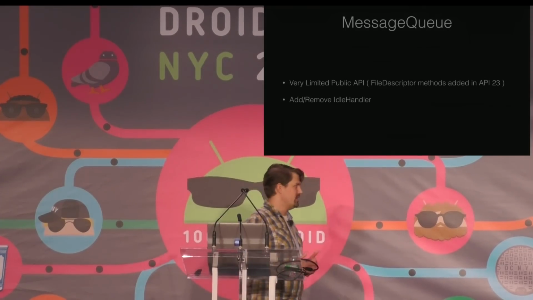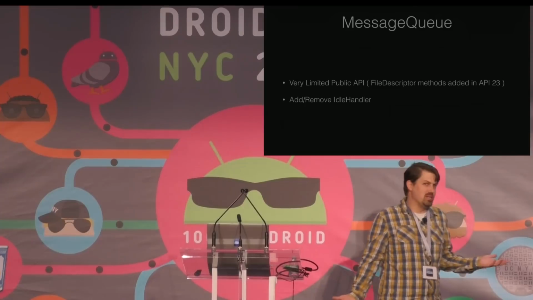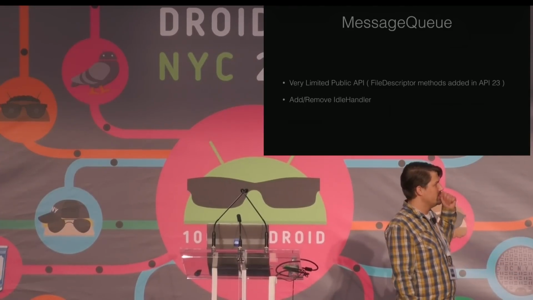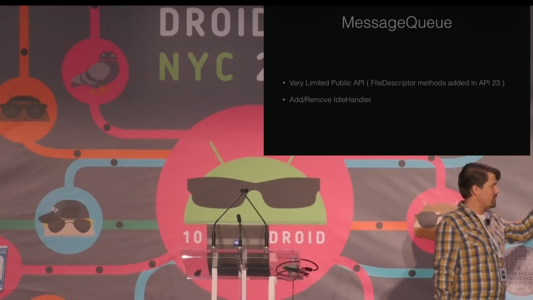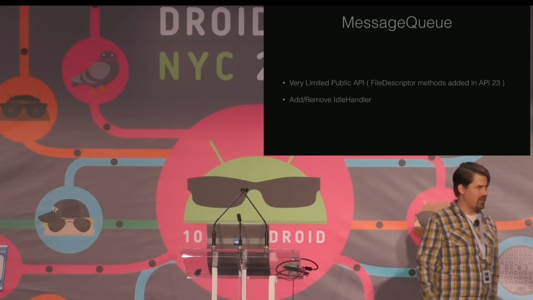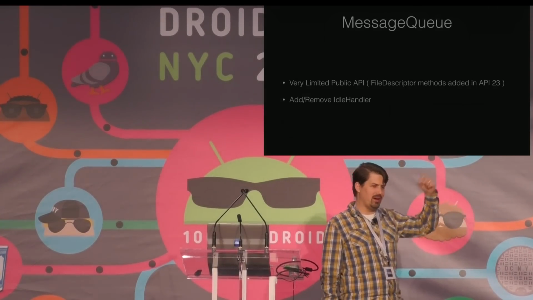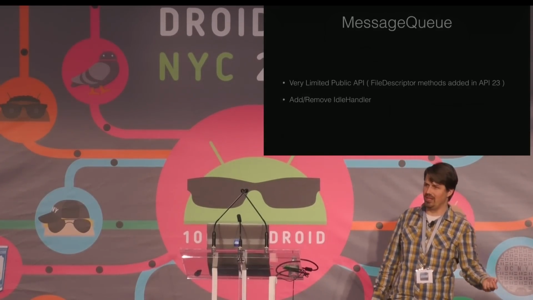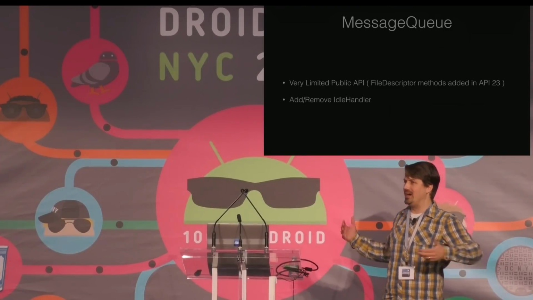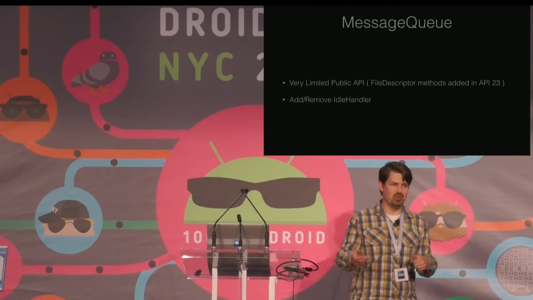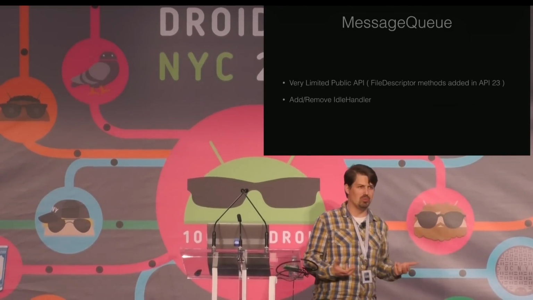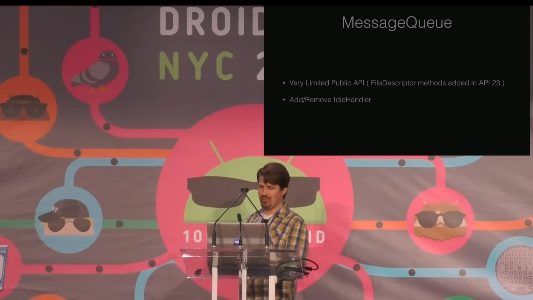So what's a message queue? If you look at the message queue API, there's almost nothing there, nothing very useful anyway. In 23, they added some methods regarding file descriptors. I'm not going to get into that today. But other than that, there's methods to add an idle handler and remove an idle handler. This is the main message queue. You can get the message queue from the looper, but you can't really do much directly with the message queue.